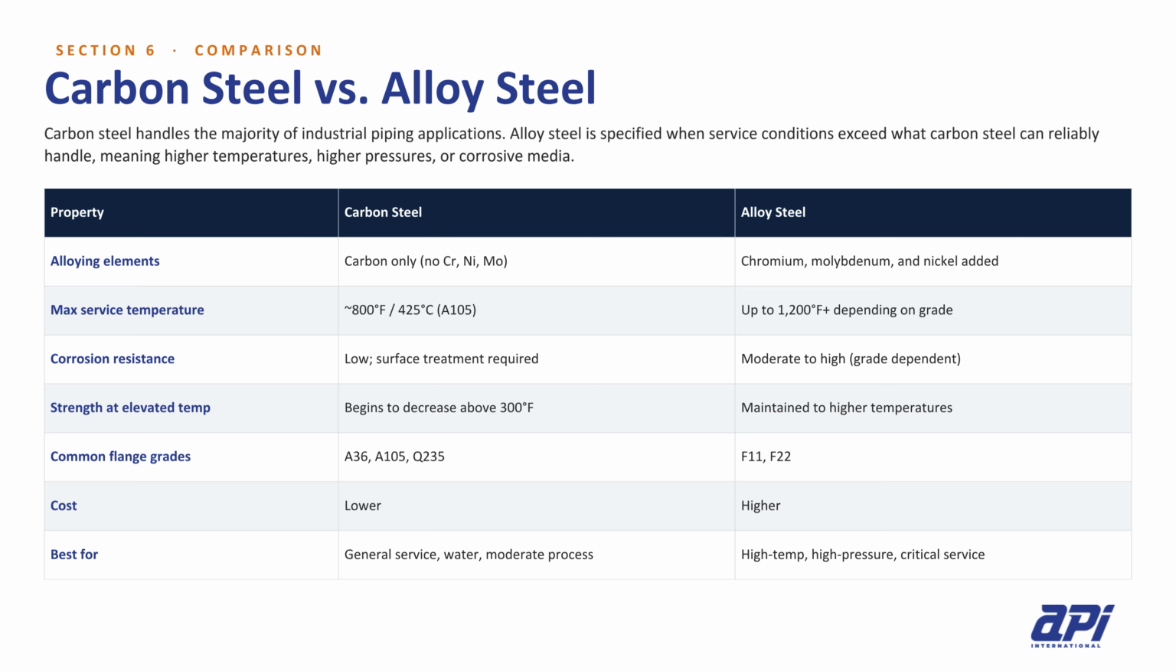Carbon steel's strength tops out at nearly 800 degrees Fahrenheit in A105 and begins to lose its strength at above 300 degrees, while alloy grades hold their strength well past 1200 degrees. Carbon steel also has a lower corrosion resistance and usually requires surface treatment, whereas alloy steel offers moderate to high corrosion resistance. Carbon steel is generally a more cost-effective solution for water and moderate process work. Alloy steel costs more to manufacture and is reserved for high temperature, high pressure, and critical service applications.